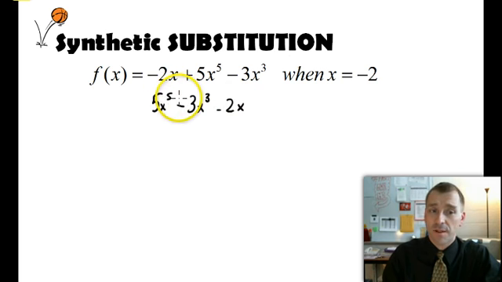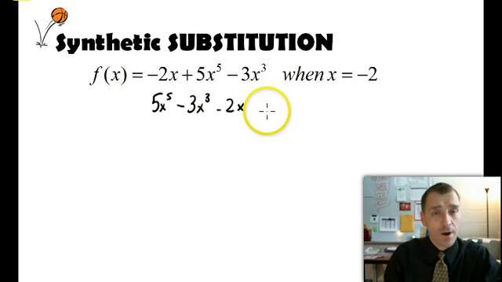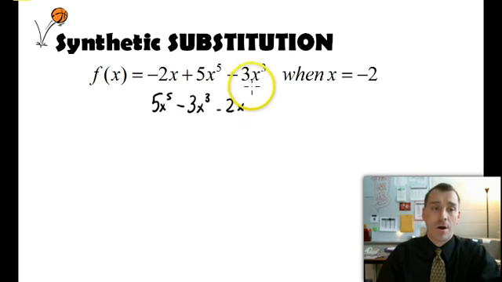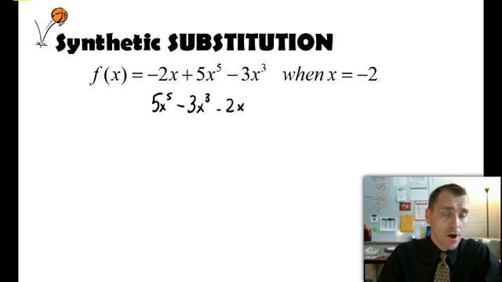There's an x to the 5th, but not an x to the 4th. There's not an x squared anywhere, and there's no constant. So we'll have to be very careful when we set up our synthetic substitution bounce pass method to put in some zeros. So let's do it. Remember, here's where we start.